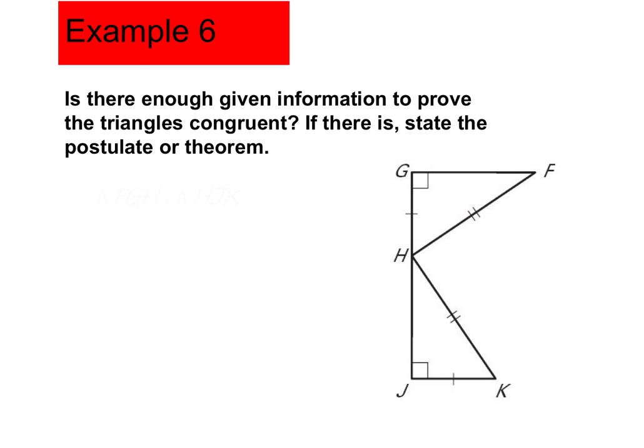Is there enough information to prove that the triangles are congruent? If so, state the theorem or postulate. First thing you need to check: are we talking about right angles? Yes. So write right triangles, and put a check mark. Next thing you need to check, do we have hypotenuses that are congruent? Put an H.